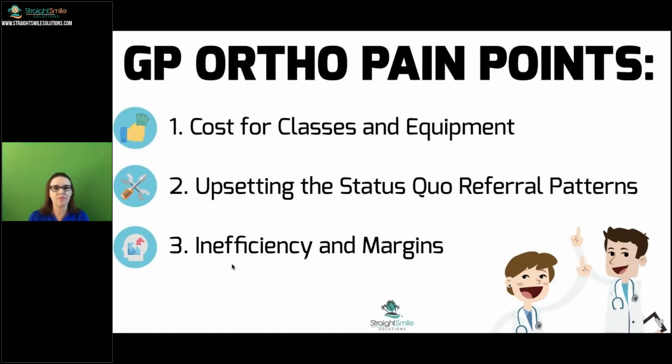Now let's talk about pain points. These are the top 3 pain points that I get when I talk to doctors, and I love to talk to doctors, as I said. But the first one is cost, right? They're like, oh, this is gonna be so expensive. I gotta fly somewhere, I gotta take a class. That's not true at all.